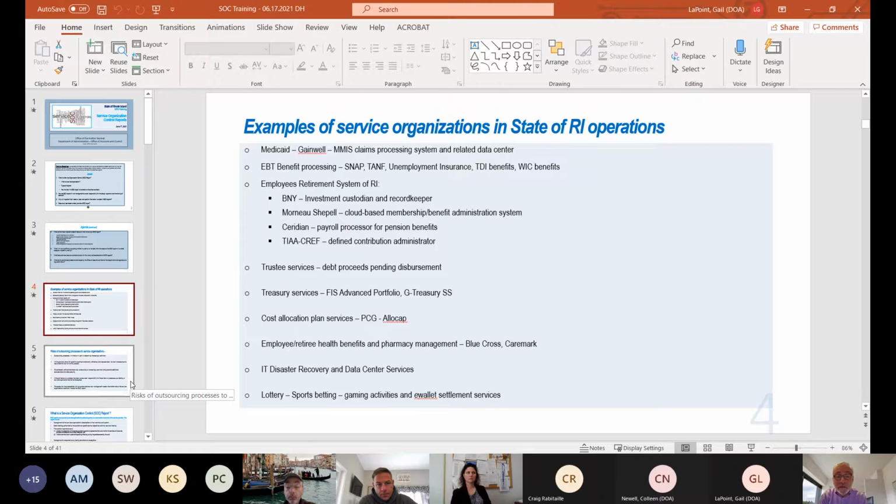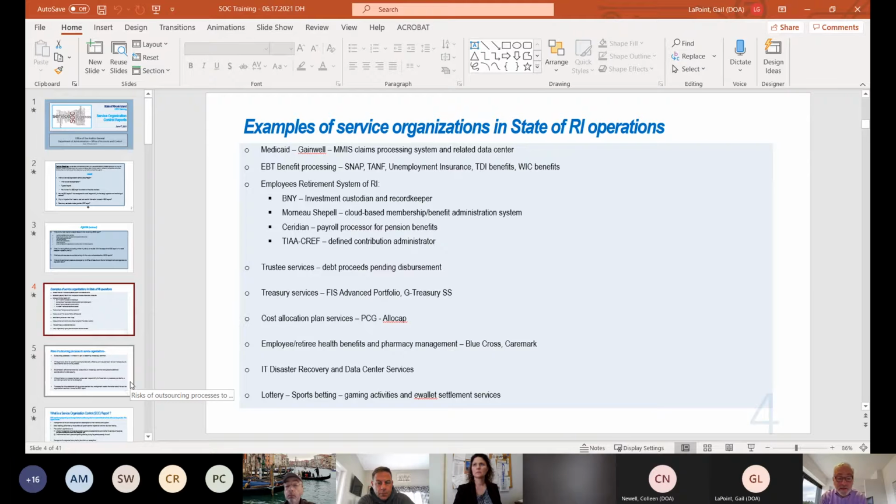The Employees Retirement System of Rhode Island, where we spend a lot of time every year doing the audit, has a lot of SOC report activity and service organizations. The entire investment portfolio, which is about $10 billion right now, is all handled by Bank of New York Mellon. They're the investment custodian and record keeper for the portfolio. So the role that they play for us there is very important. Morneau Shepell runs the benefit system for the retirement system. That's a cloud-based service organization. Ceridian does the payroll processing of pension benefits. And TIAA-CREF, the defined contribution administrator, is also a service organization.